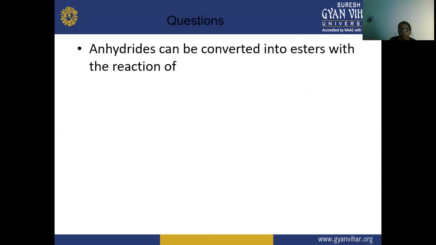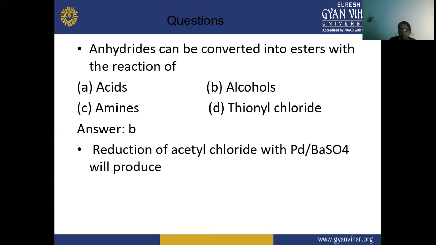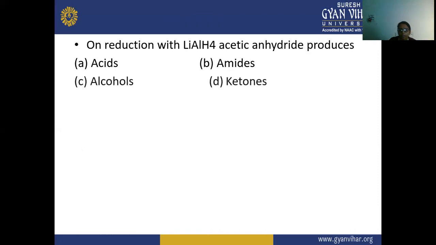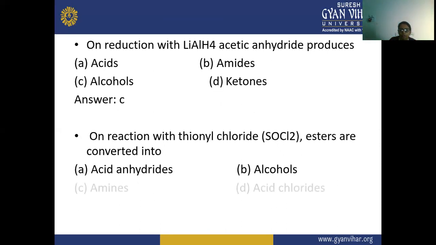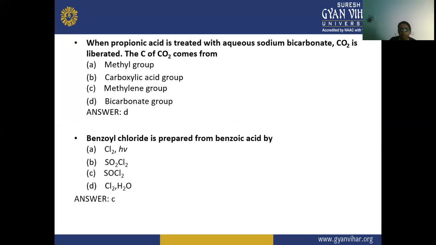Next are the questions. The first question: anhydrides can be converted into esters by reaction with alcohol. Reduction of acetyl chloride with palladium on barium sulfate will produce acetaldehyde. Next, on reduction with lithium aluminum hydride, acetic anhydride produces alcohol. On reaction with thionyl chloride, acid chloride is produced. When propanoic acid is treated with aqueous sodium carbonate, the CO2 comes from the bicarbonate group, and benzoyl chloride is prepared from benzoic acid by SOCl2.